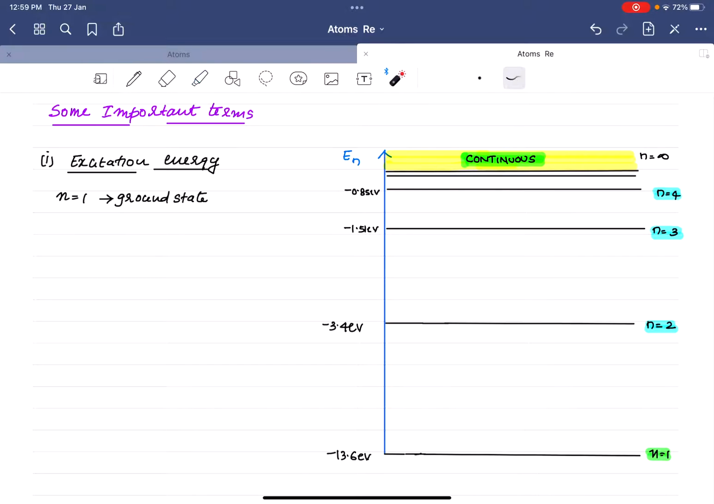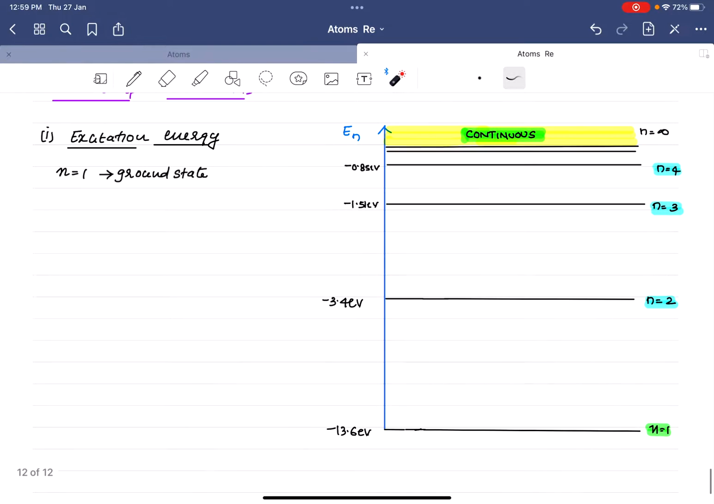So if I am going to explain it using this diagram, if you want to make an electron from n is equal to 1 state to jump to n is equal to 2 state, whatever energy you are supposed to provide is called as excitation energy. Or you can make the electron jump from ground state to the second excited state. For this also you have to provide some energy. So whatever energy you are going to provide here is called as excitation energy. So excitation energy is the minimum energy required to excite an atom in the ground state to one of the higher energy states or higher stationary states.